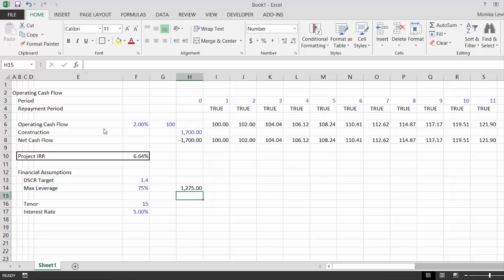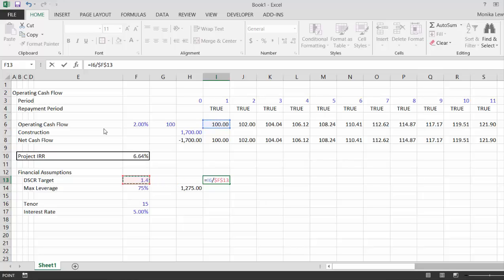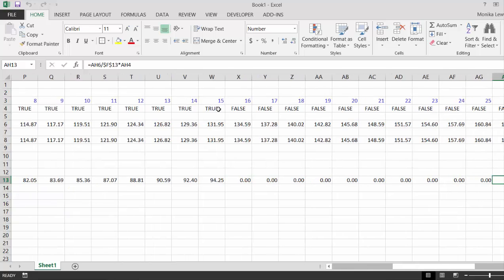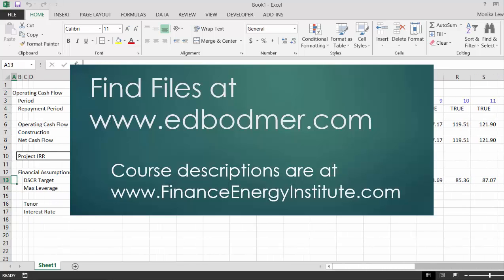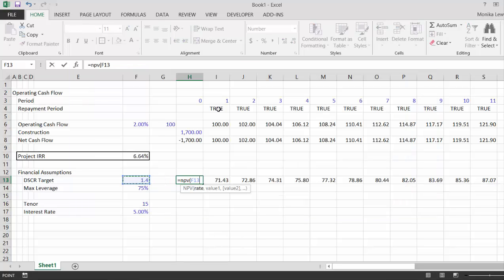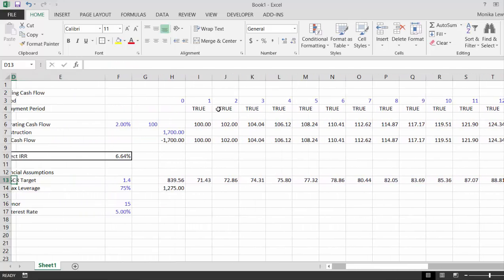I put a tenor here of 15, so we have a repayment period. We could almost just do this here. If we put the target DSCR, that's kind of cheap. We can just take this operating cash flow, divide it by the debt service coverage, and multiply that by the true or false flag, then Shift Control R. So this is our number. And if we have a constant discount rate, then we can just use NPV at the discount rate and get the value of the debt.